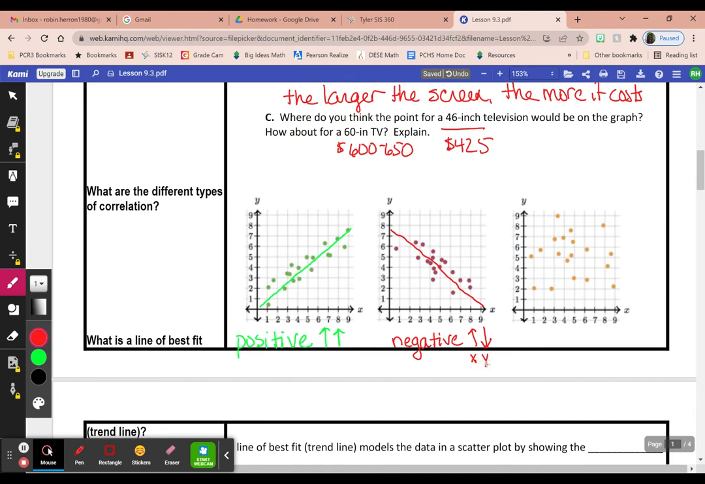Then the last one: you can see all the points are just kind of everywhere. When they're scattered all around like this, we simply say these have no relationship. They don't follow any type of trend. There's nothing giving you a pattern to follow. So no relation, or in this case, no correlation. These are all the types of correlation: positive, negative, and none at all.